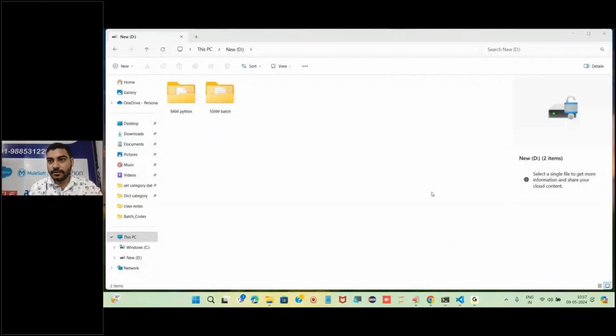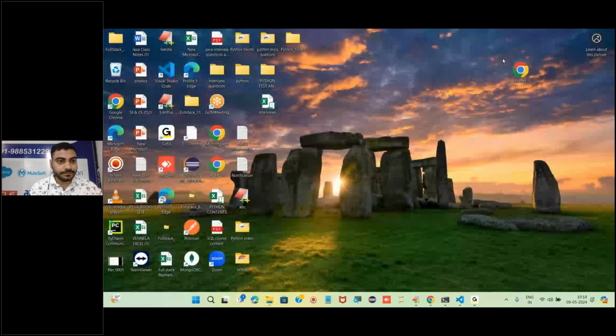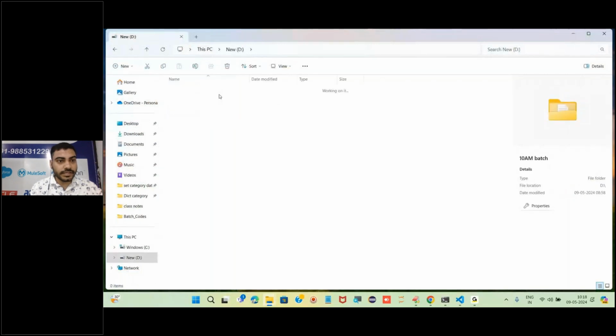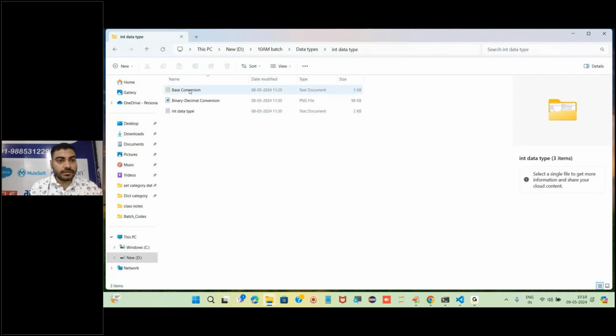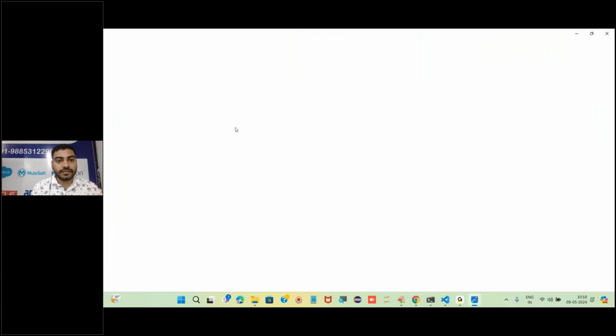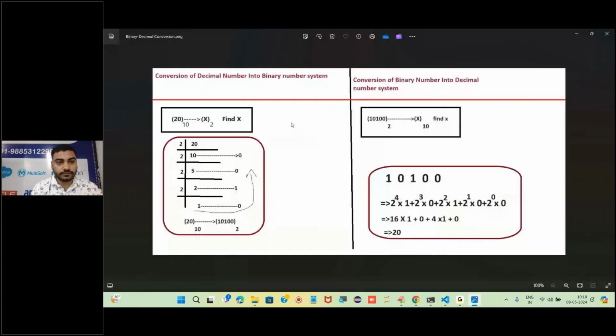Good morning, everyone. So last class we were seeing the number system, the data types, and we were seeing integer. I hope you got the idea what it is. How we can convert this 20, which is integer data?